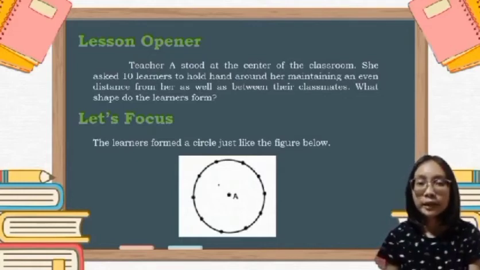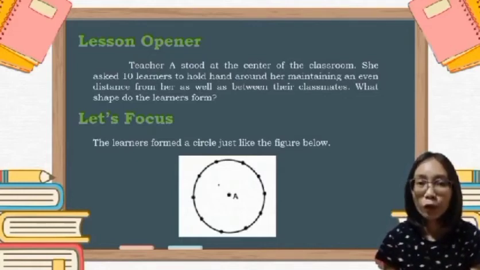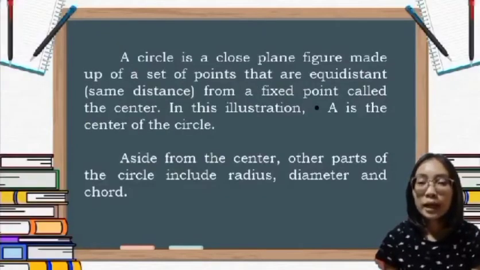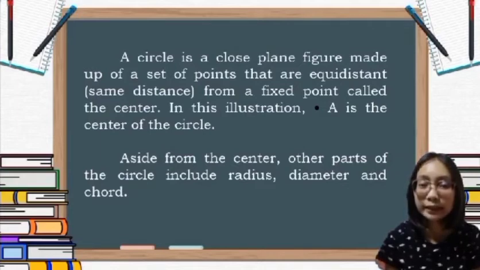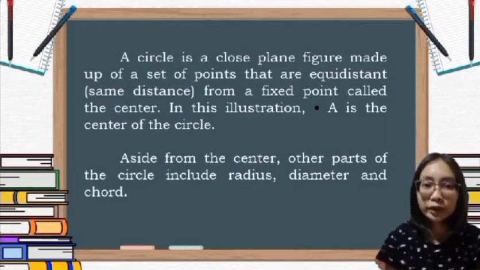So now, let's focus. The learners form a circle just like the figure below. A circle is a closed plane figure made up of a set of points that are equidistant. And when we say equidistant, that is the same distance from a fixed point called the center. In this illustration, A is the center of the circle. Aside from the center, other parts of the circle include radius, diameter, and chord.